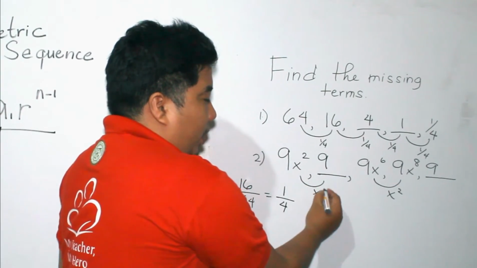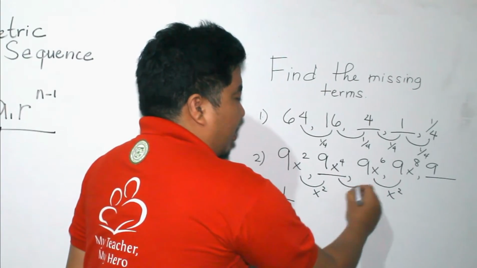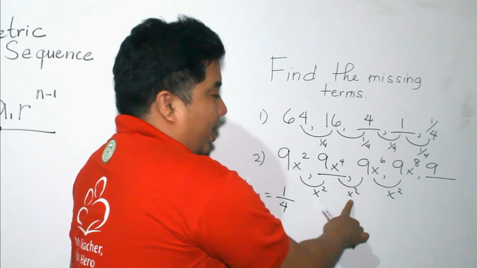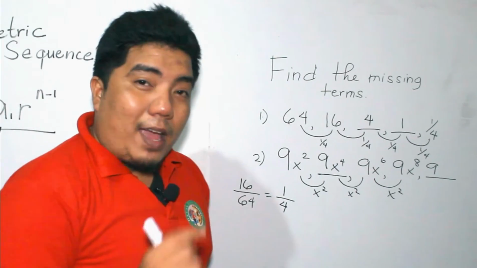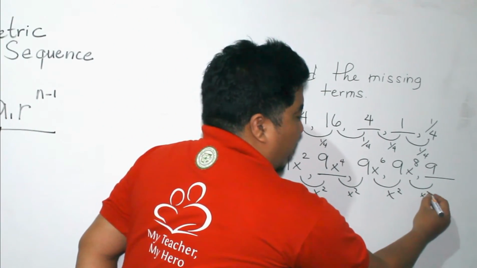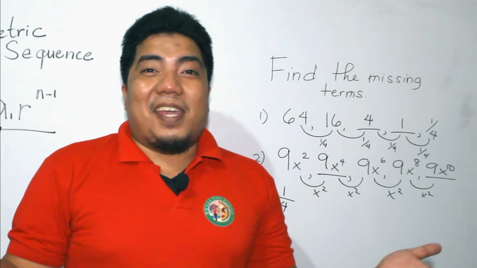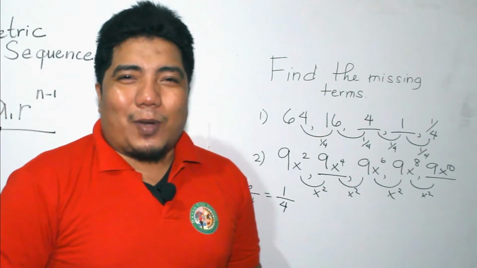By just following the same common ratio, x squared, this will become x to the fourth. By multiplying again x squared, this will become 9x to the 6. And here, by just multiplying x squared, this will become 9x to the 10th power. Easy, right? Now, let us go to another example.